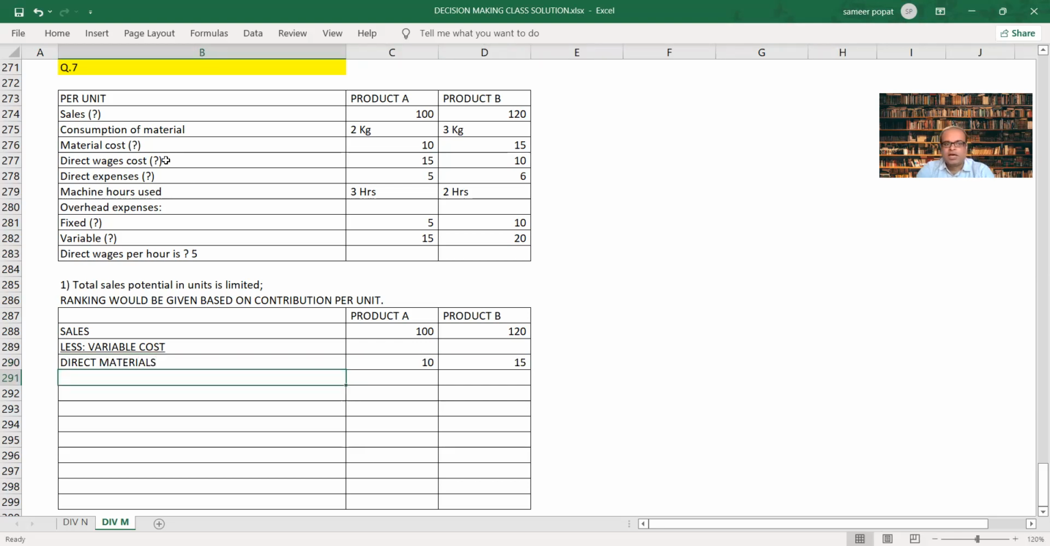And 15. Direct wages are given 15 and 10. Direct expenses are given, that is again a variable cost. Direct expenses are 5 and 6. Then machine hours used, that is in terms of hours, that is not the cost. Overhead expenses fixed will not come for contribution working. So let us ignore that. Variable overhead is 15 and 20.